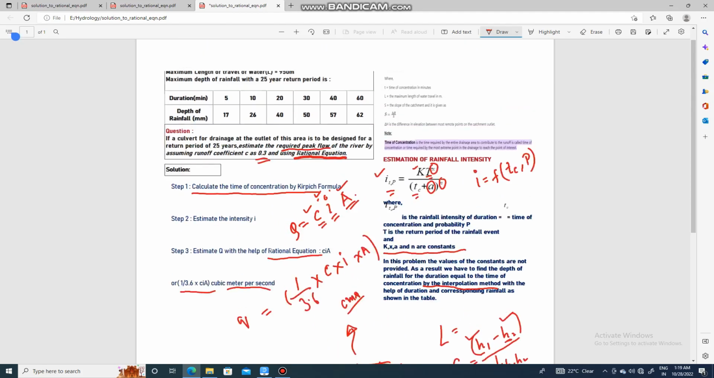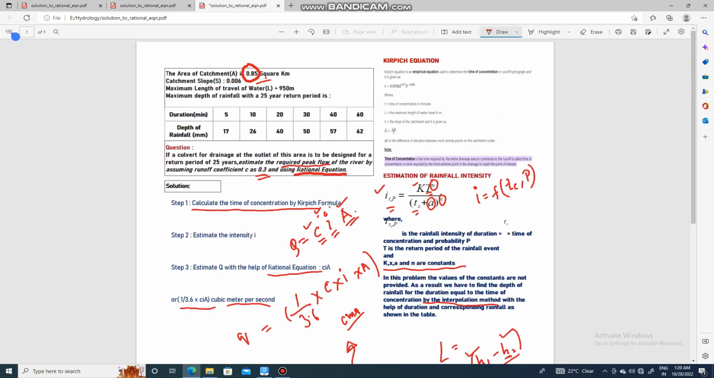Okay, so in this case, the L and S both are given. L is 950 meter, S is 0.006. You put into this equation and you will get the time of concentration, which will be 27.4 minute. So one thing is done, time of concentration is over. So the step 1 is finished.